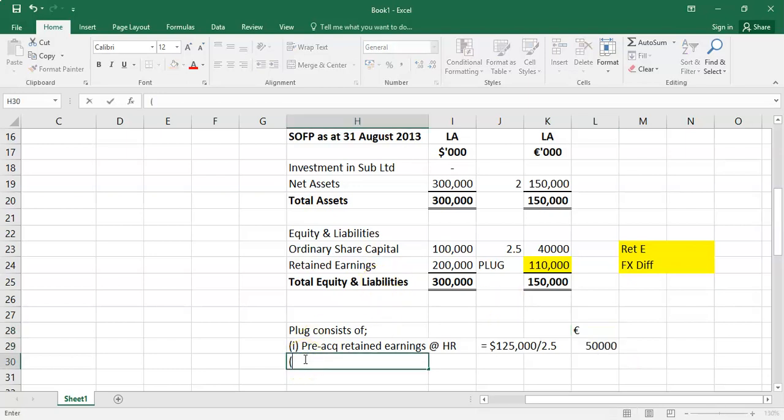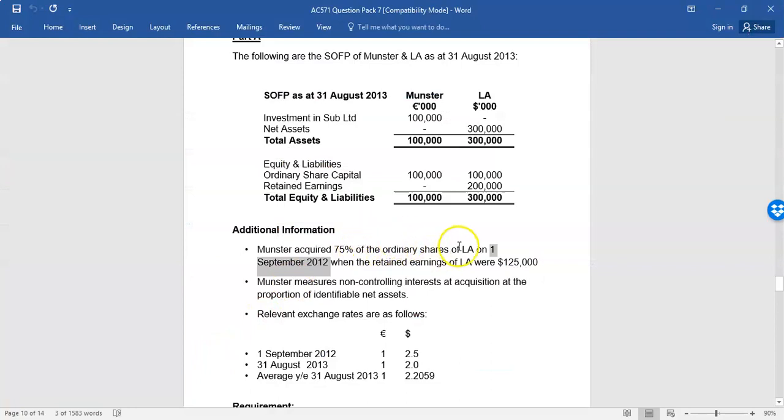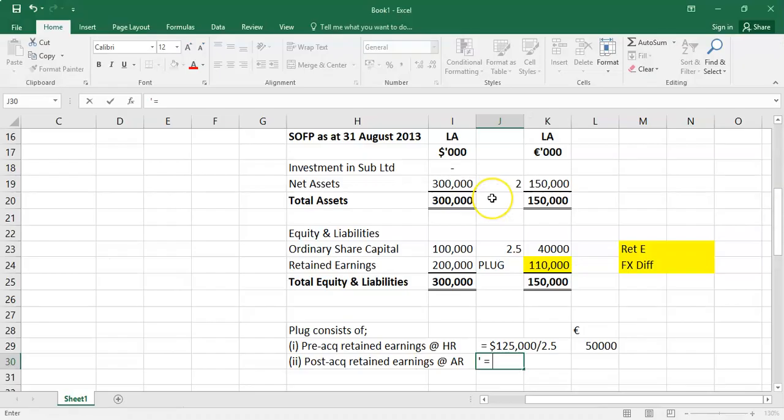The second component is, well, in there must be post-acquisition, because we owned it for 12 months at the average rate. Now it's a bit straightforward here because they give it to you. Post-acquisition must be the difference between what was there at the start of the year, what's there at the end of the year. So $75,000. That must be post-acquisition. Exam questions, we wouldn't tell you that directly.